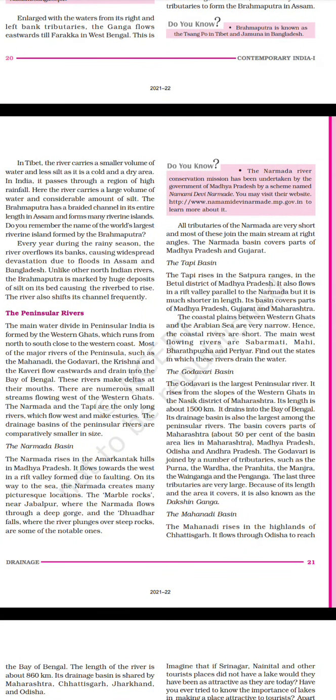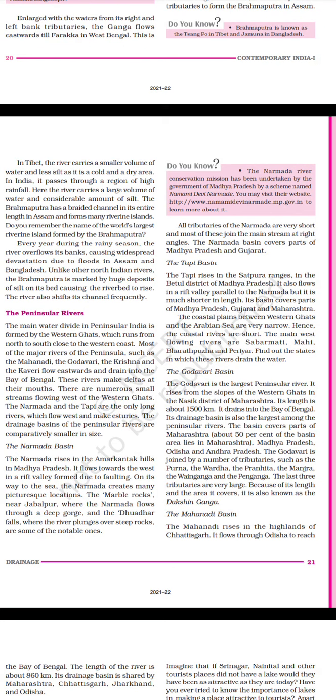In Tibet, the river carries a smaller volume of water and less silt as it is a cold and dry area. In India, it passes through a region of high rainfall. Here, the river carries a large volume of water and considerable amount of silt. The Brahmaputra has a braided channel in its entire length in Assam and forms many riverine islands. Do you remember the name of the world's largest riverine island formed by the Brahmaputra?